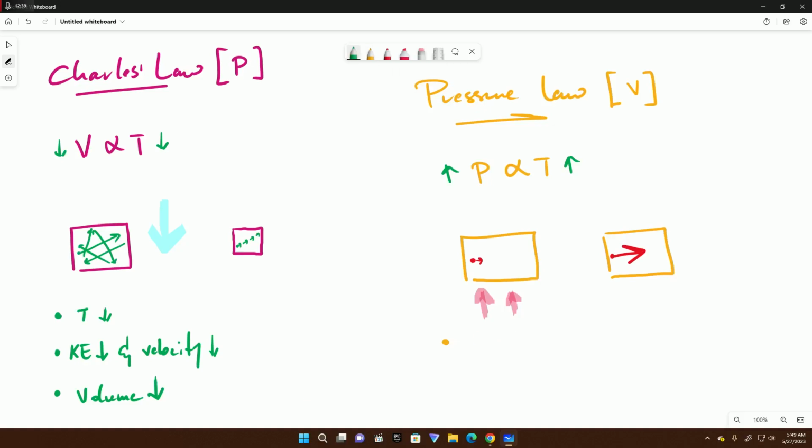We increased temperature. Therefore, KE went up and velocity went up. And therefore, pressure goes up as well. Why? Because the number, or the frequency, of collisions will increase.